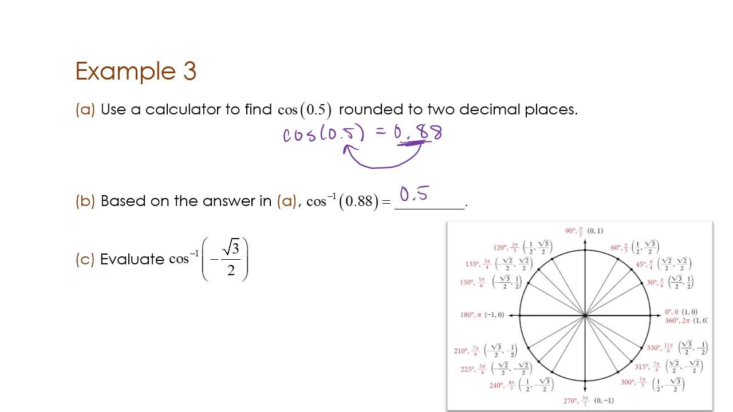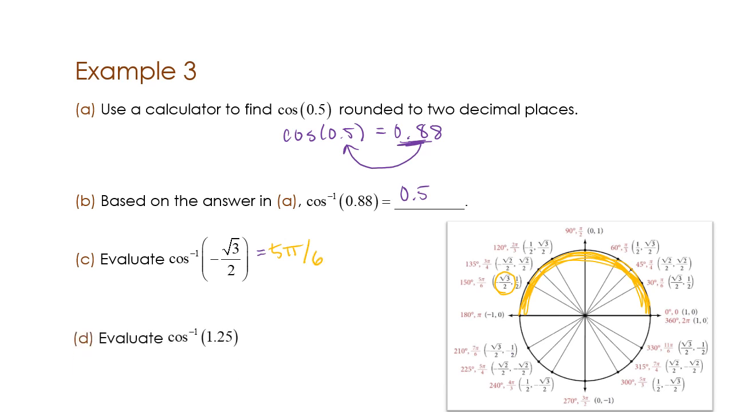Okay, so evaluate the cosine inverse of -√3/2. So the cosine inverse is restricted between 0 and pi. So again, this is different than the sine inverse. So when I'm looking here, -√3/2, cosine deals with the x value. So we can see here we get that x value here, and the angle that gives us that is 5 pi over 6.